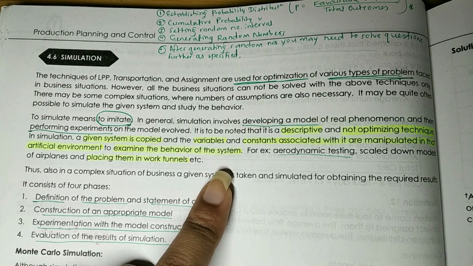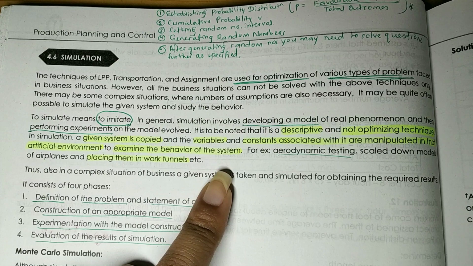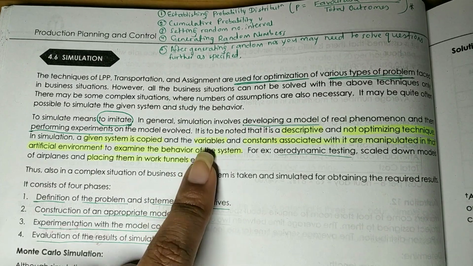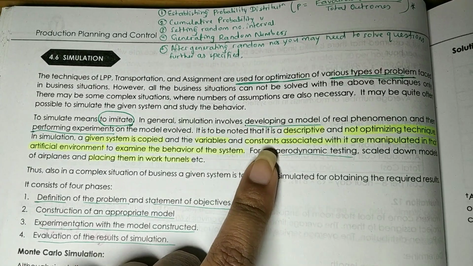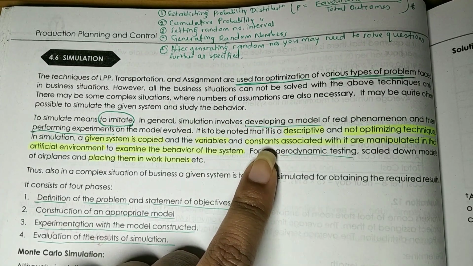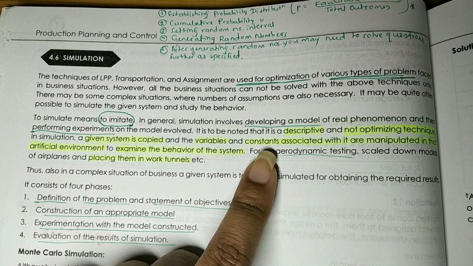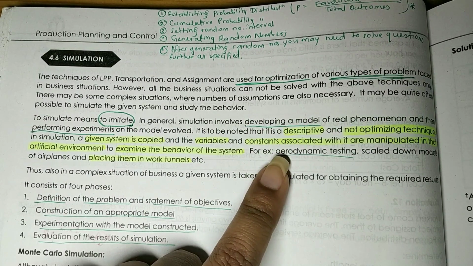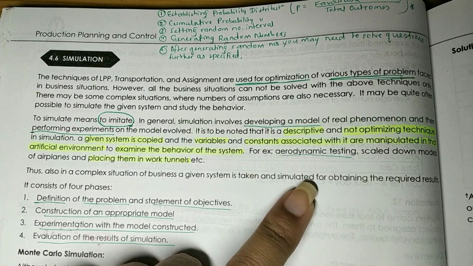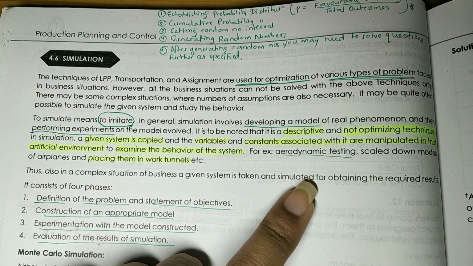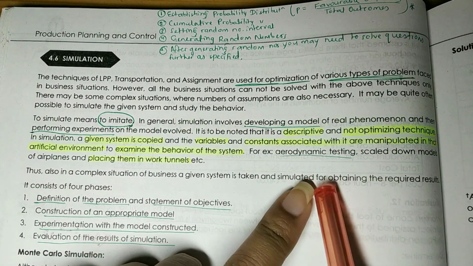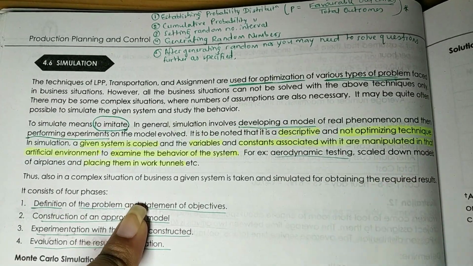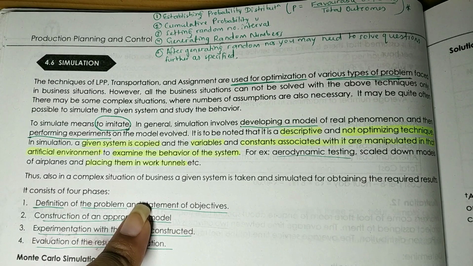So what generally happens? A particular system is being imitated, and then what happens? All the variables and all the constants associated with it are manipulated or are changed in that particular artificial environment, and then the behavior of the system gets examined, right? Now you can take the example of aerodynamic testing, then a scaling down model of the airplanes, and likewise. Understood?